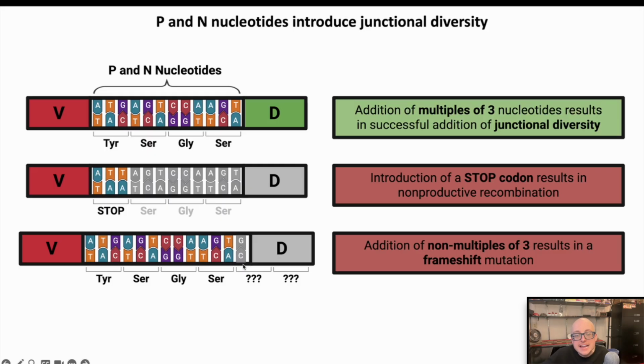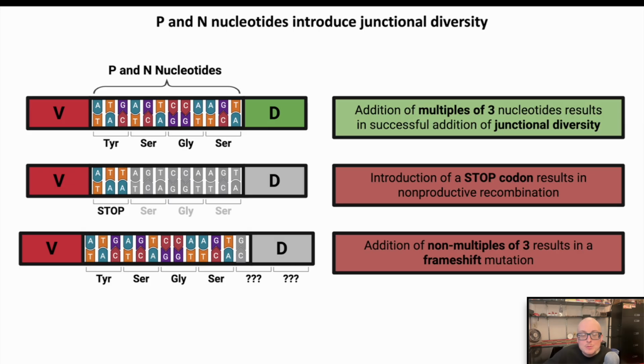However, if we add a number that is not a multiple of 3, in this case like 13, we'll still get some amino acids, but we'll change the reading frame of everything downstream, in this example in the D segment, and then also all the way through into the constant region of the heavy chain as well. So frame shift mutations are bad news because that's going to change the way everything else downstream is going to fold. And usually that means that it is not going to fold in a way that is actually functional.